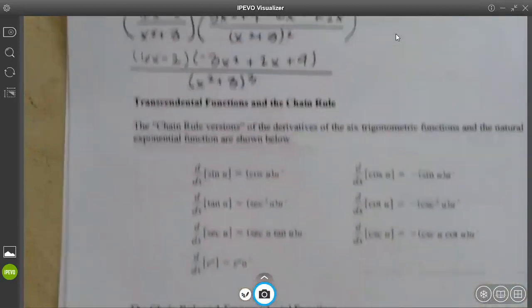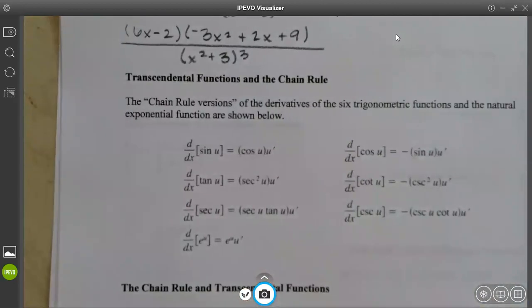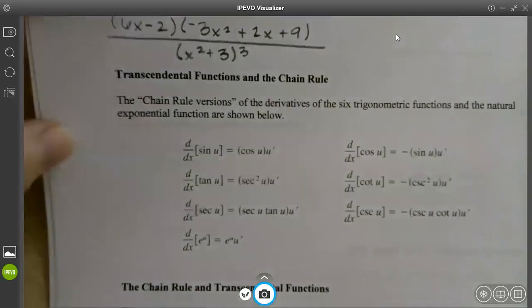Here are your trig functions. You, at this point, should know your derivatives. That's nothing new. They're the same derivatives. The only difference is now they have a u prime next to them. So whatever that function is inside, times it by the derivative of that function. So it's the same exact thing.